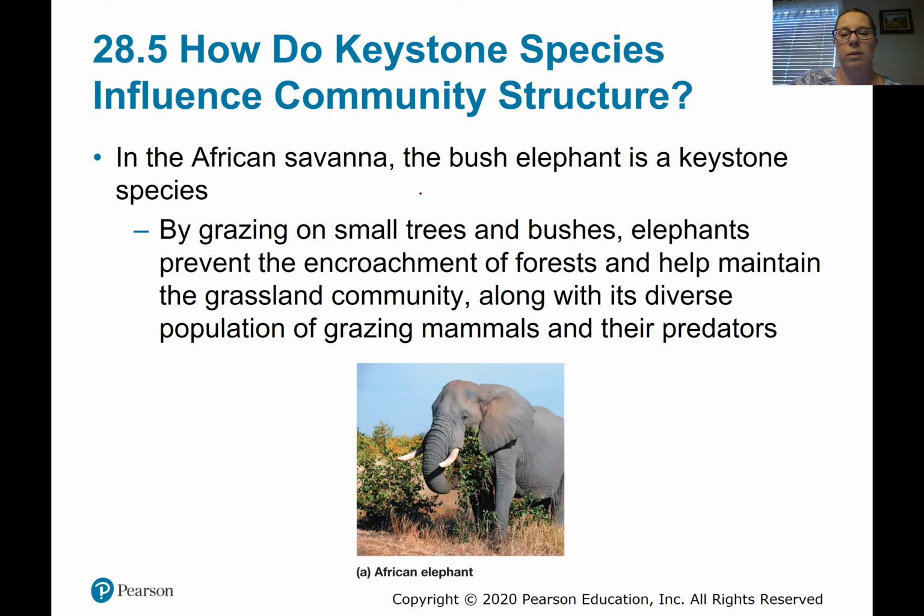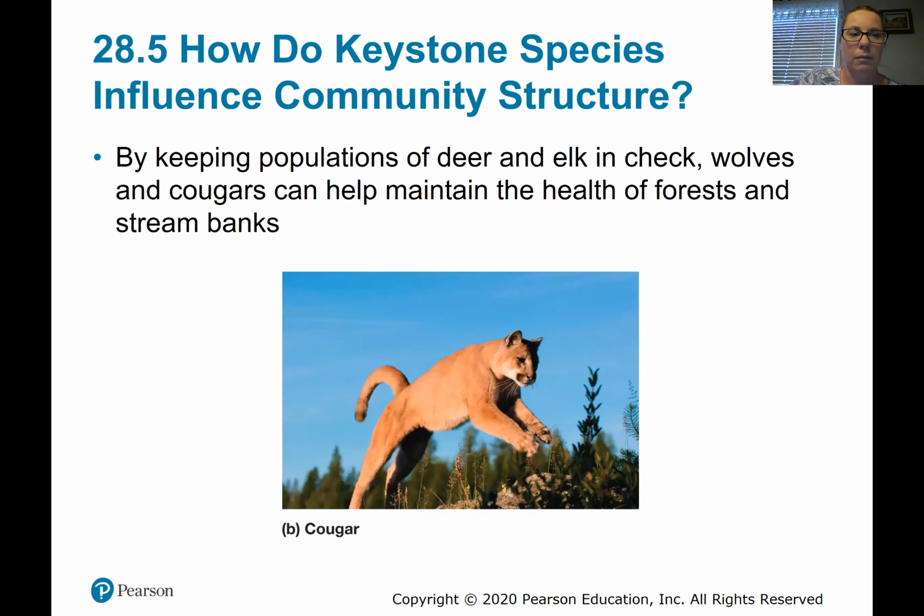It's a keystone species. There's not a lot of them, but they do graze on trees and bushes and things like that to help keep the forests from moving out into the grassland communities. Another one is the cougar, or the mountain lion, and its relationship with organisms in mountain areas, like with deer and elk, and help maintain those populations.